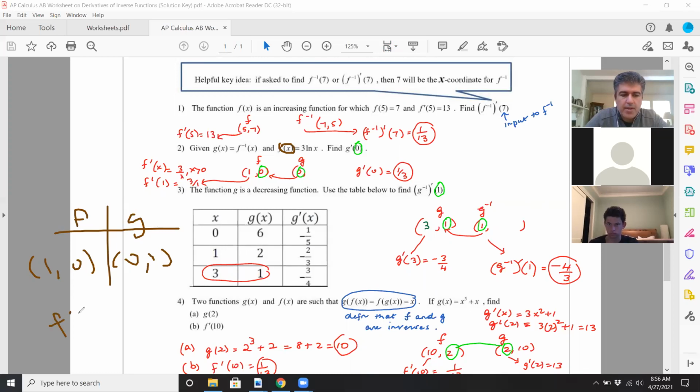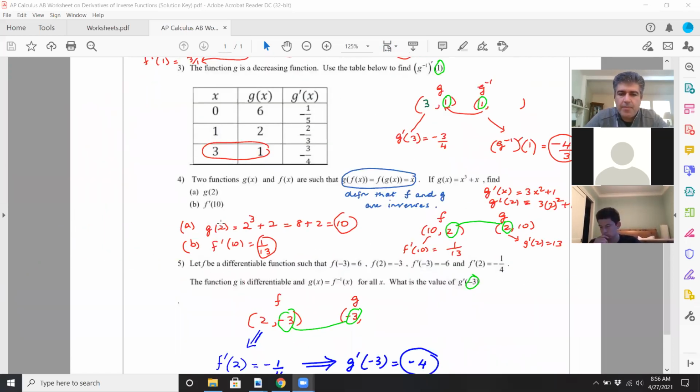So f prime 1 equals 1 over the derivative of g at 0. g is already the inverse, so you don't have to use the inverse notation. Then you can find f prime of x, which we know is 3 over x if you know the derivative of logs. And if you plug 1 in, you get 3. Flip it, get 1/3.